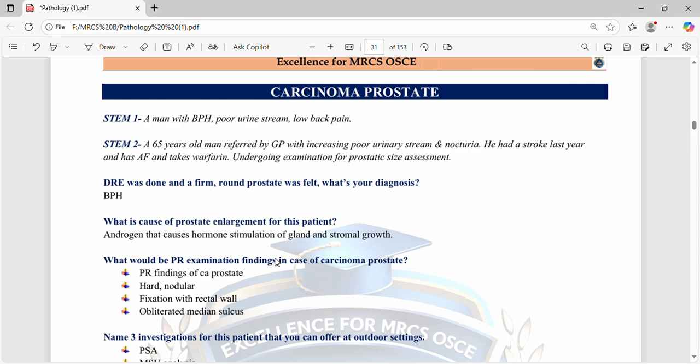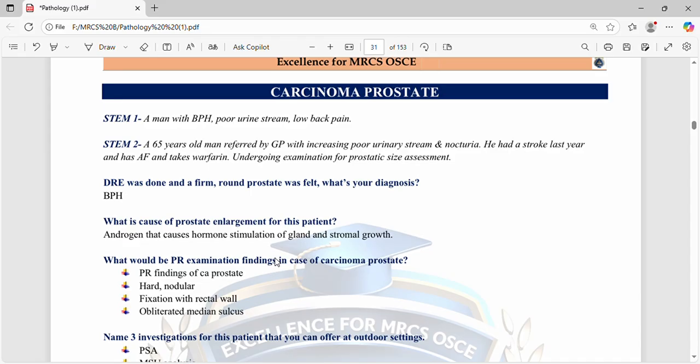Okay, so next we are going to record carcinoma prostate. A man with BPH, poor urine stream, low back pain. A 65-year-old man referred by GP with increasing poor urinary stream and nocturia. He had a stroke last year and has atrial fibrillation and takes warfarin, undergoing examination for prostatic size assessment.